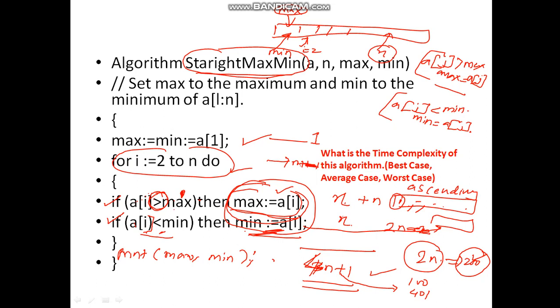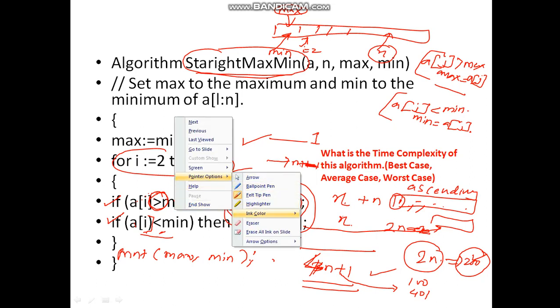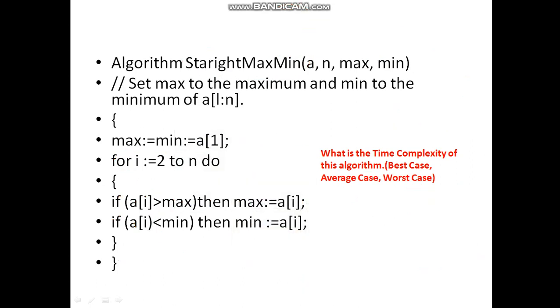So let me first clear this one once again. Let us clear this whole thing. Then another thing we can observe over here is, can we make it better? Can we minimize the number of comparisons? Can we make it better? So we can make it better.